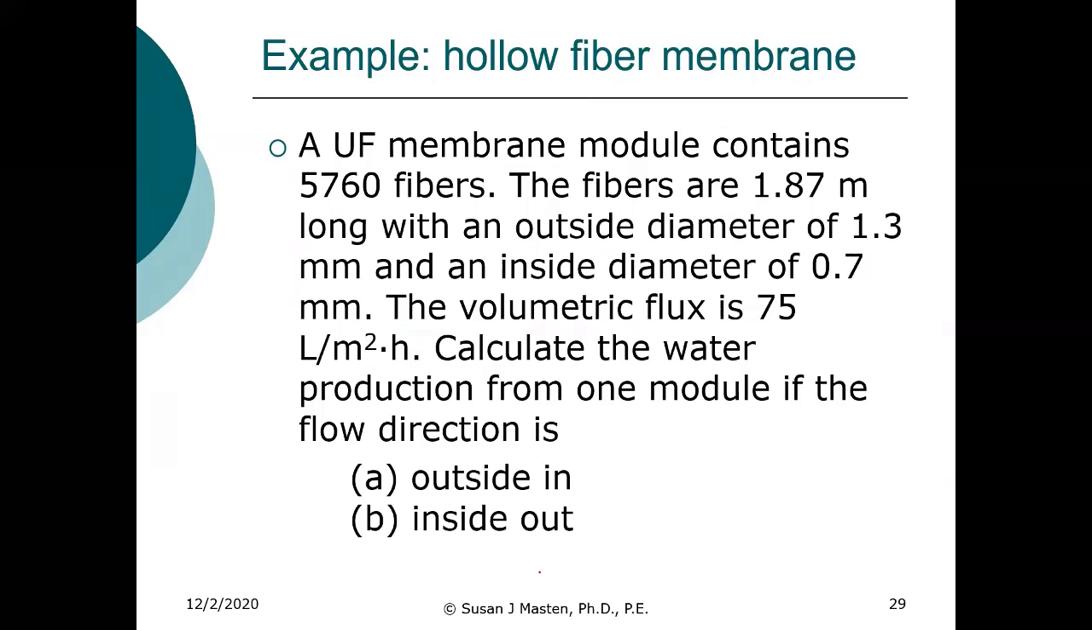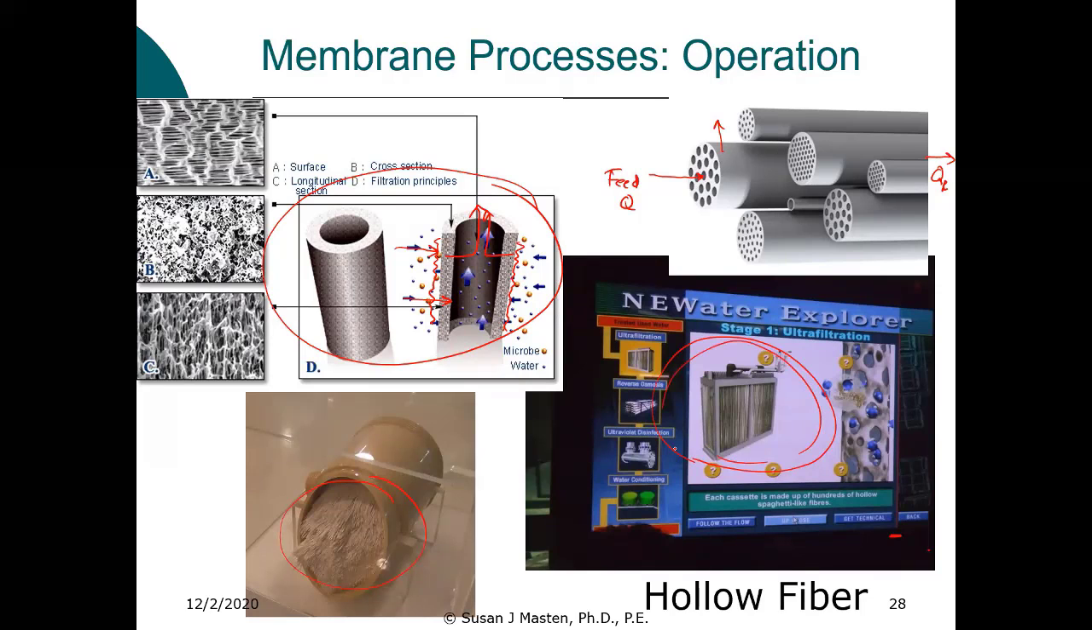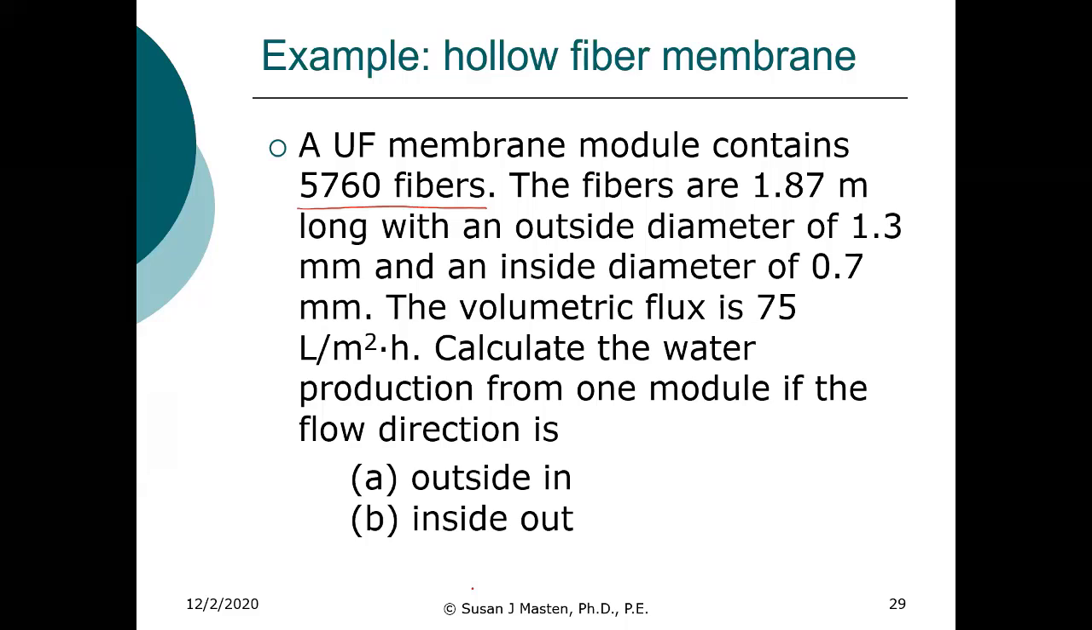Just compare the flow when we're looking at outside versus in. We have an ultrafiltration membrane, and this is essentially what you see. So think of that as a type of membrane that you would see in a membrane bioreactor. You have 5,760 fibers. That is not unusual. Each of the fibers are 1.87 meters long, and they have an outside diameter of 1.3 millimeters and an inside diameter of 0.7 millimeters. And your volumetric flux is independent of whether you use an inside or outside mode.